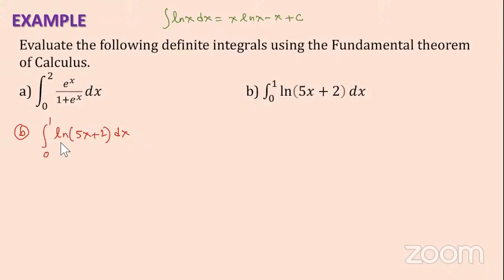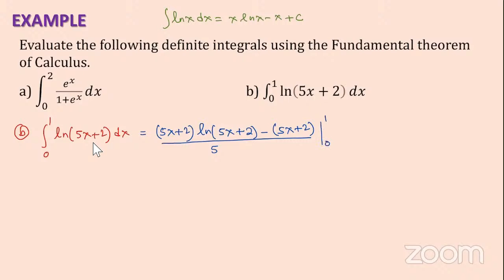So what we can do is, since this is a composite function with the inside function, we can use this formula by replacing all x by 5x plus 2 and dividing the entire thing by the derivative of the inside function. So if we do that, it will be equal to, in place of x, we have 5x plus 2, the natural log of 5x plus 2, minus 5x plus 2, everything divided by the derivative of the inside function, which is 5, evaluated between 0 and 1.